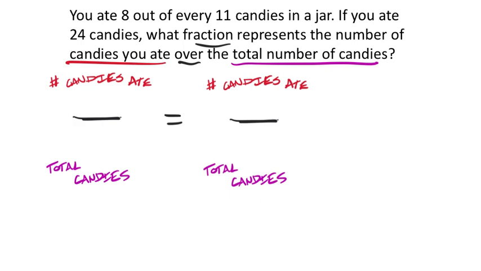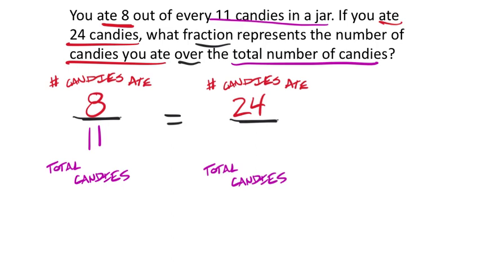So up here it says you ate 8 candies. So in my first fraction, I have 8 candies in the top because that's how many candies you ate, out of 11 total candies. It didn't say total, but it's 11 candies that were all in the jar. Now this is called a proportion when we get equivalent fractions, but equivalently or proportionally, it says here that you ate 24 candies. That's the top number here. What we don't know then is how many total candies there were in the jar. But once we find it, then it will be a fraction, which will answer the question.